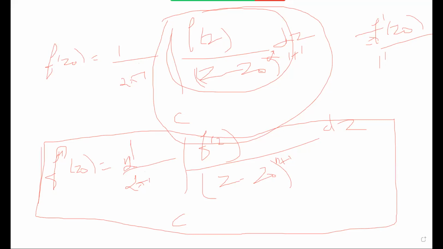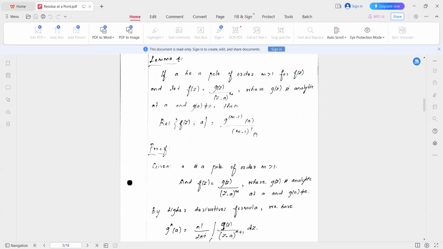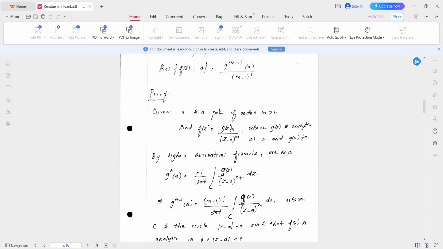Here the function f of z is of the form g of z by z minus a the whole power m. So by the higher derivatives formula we have g power n of a is equal to n factorial divided by 2 pi i integral over c of g of z by z minus a the whole power n plus 1. But here we have m. So if we have n plus 1, it means we are differentiating n times.